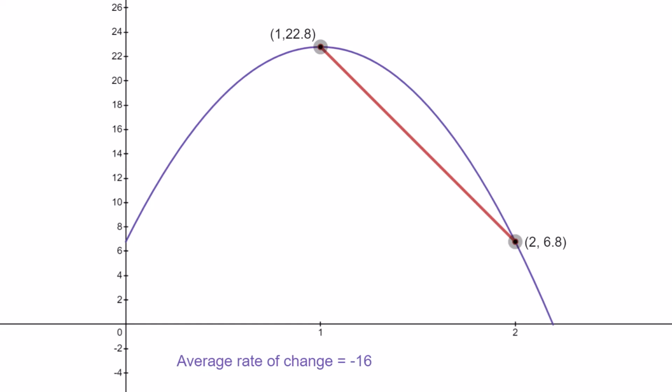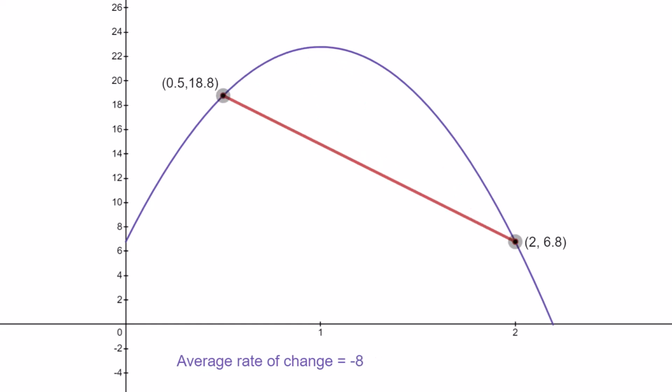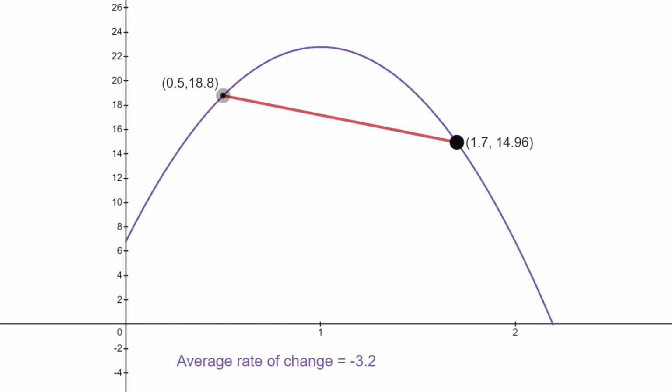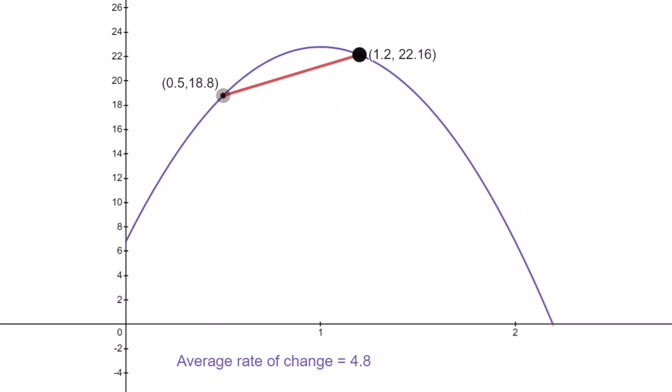The velocity is negative here, which indicates that the ball is descending. Consider, for instance, if we were to look at the average velocity between, say, t equals 0.5 seconds and t equals 1.1 seconds. Note how the slope of the line is positive. The average velocity here is 6.4 feet per second, indicating that the ball is ascending.